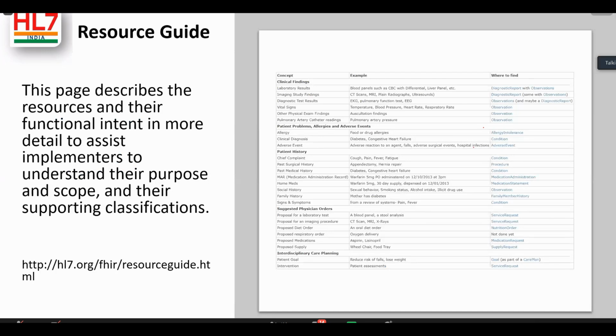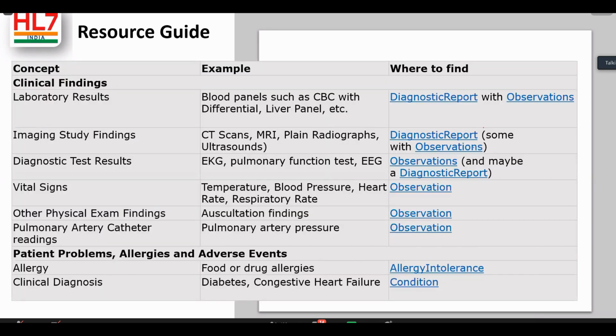Okay. So now coming to the resource guide. There is a question that comes very often, and it's a practical question: if I have a use case, a business case, how do I know what resources to apply? How do you know what resources to choose? There is a resource guide page given in the spec, which talks about the clinical concept. For example, if you're using a laboratory result, it shows where you should be finding the matching resource for it.